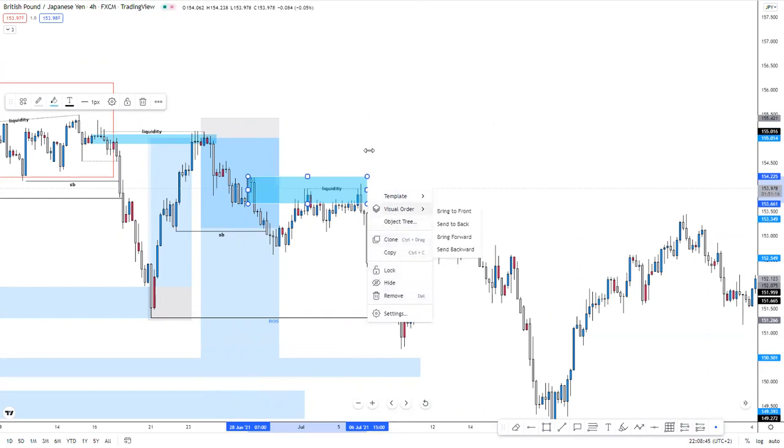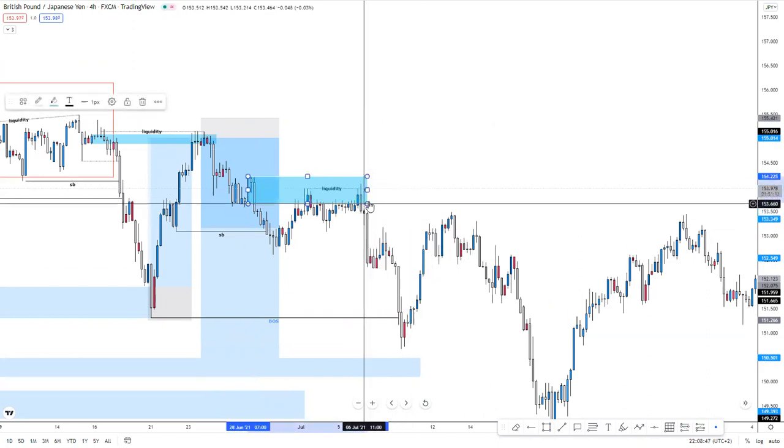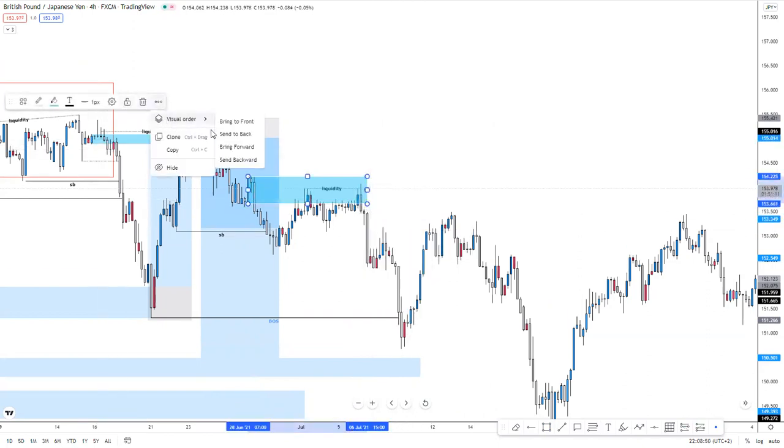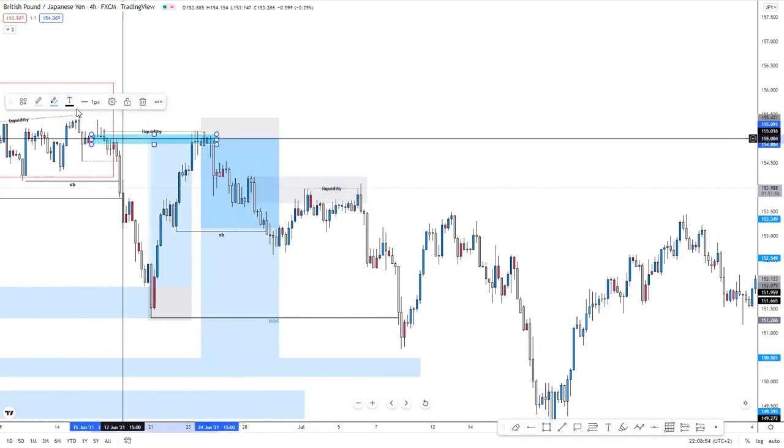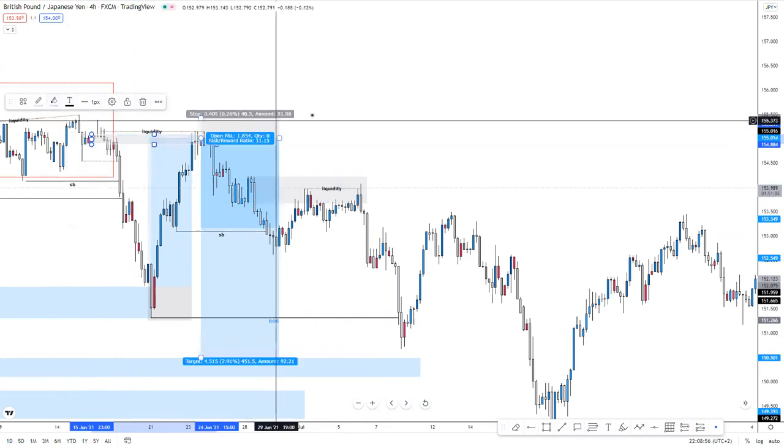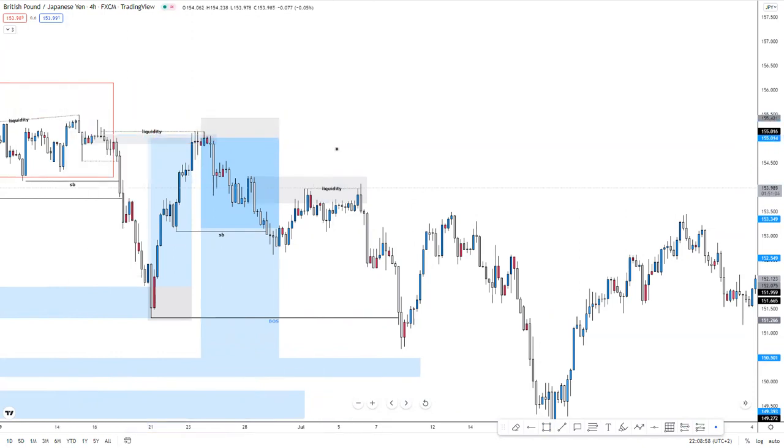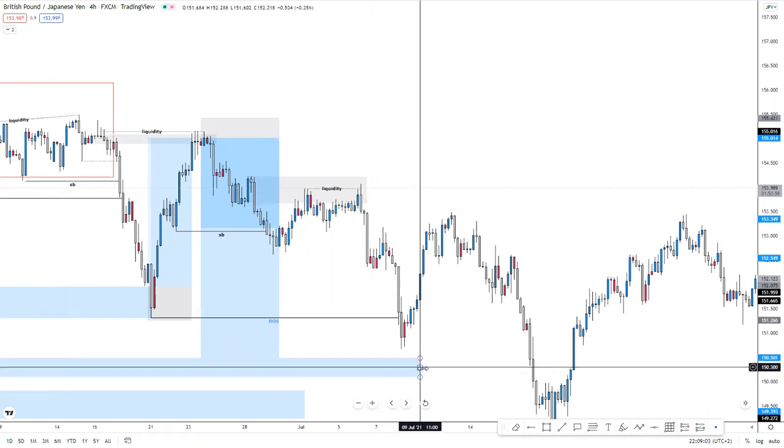I'm going to leave that there. I think I'm just going to make it gray. I don't like the way it's looking. Just make it gray. Just make it clear. So price does come through. This would have been another entry to get that sell into this area.